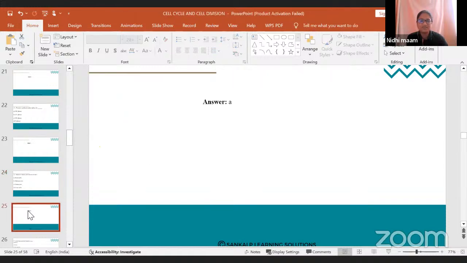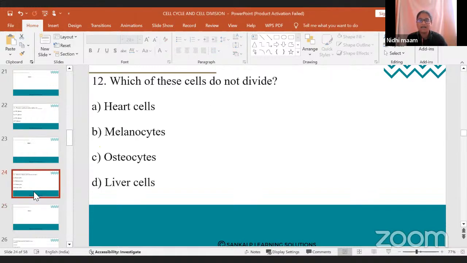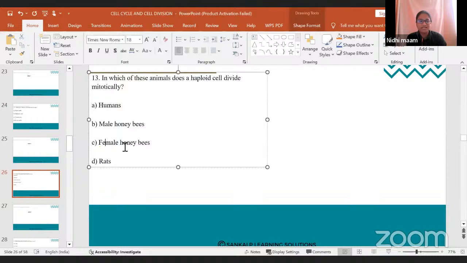The right answer for this question is option A, heart cells. They will not undergo division. Sangamesh Nallur, it is not C. Osteocytes are bone cells. Bone cells will undergo division. Bhima Bai Ambedkar, it's option A, that is heart cells, which will not undergo division.